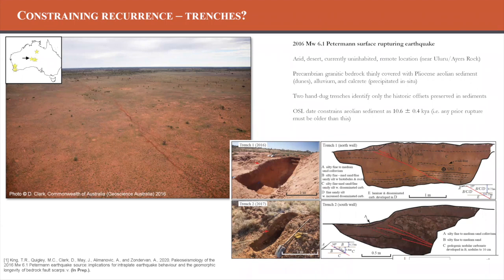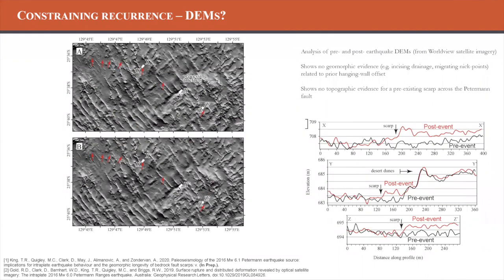So the first thing we tried to do was compare pre-earthquake DEMs with the post-earthquake DEMs that Ryan Gold made for his paper. And we wanted to see if there was any geomorphic or topographic evidence of the scarp in this landscape. So if we draw cross sections across these DEMs, within the resolution of those DEMs, we see no evidence of offset before this historic earthquake. So if a scarp did exist before this earthquake, it's been completely eroded out of the landscape and out of that bedrock before the historic earthquake.